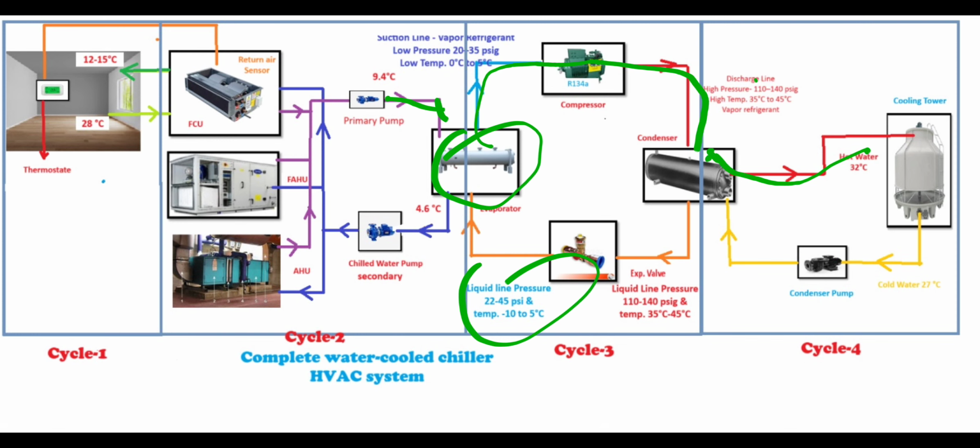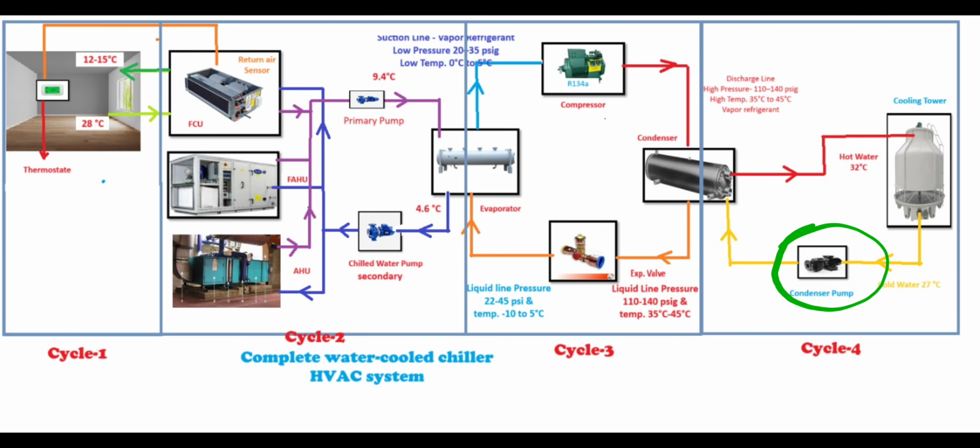So now what is happening here? The fourth cycle is going to start here. There is a condenser pump here. What is the condenser pump doing? The cold water coming from the cooling tower goes to the condenser, and the hot vapor refrigerant coming from the compressor gets cold here, and then it converts to liquid. By using this 27 degrees Celsius water, when it goes here, it takes the heat which is coming from the room.